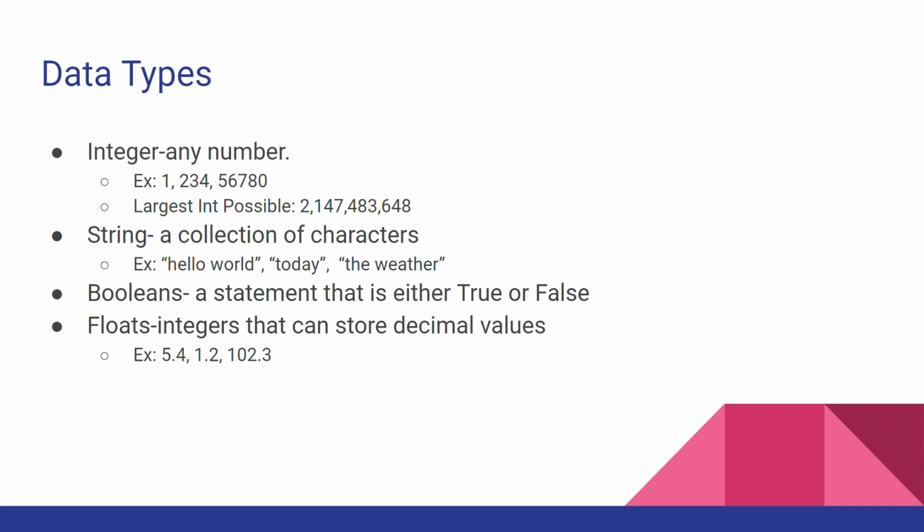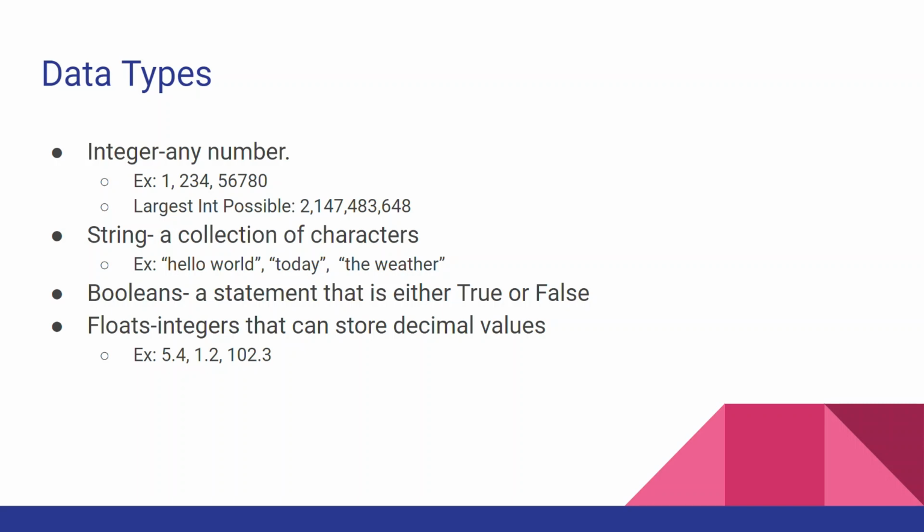Now, let's talk about what are data types. Data types are the different types of data that we can store. So the first one is going to be an integer. An integer is any number such as 1, 234, 56,780, as big as you want.